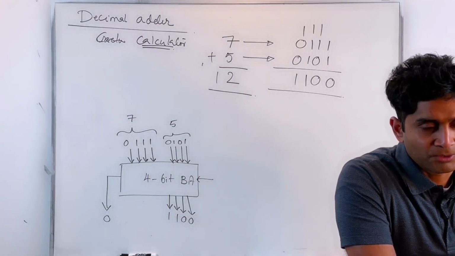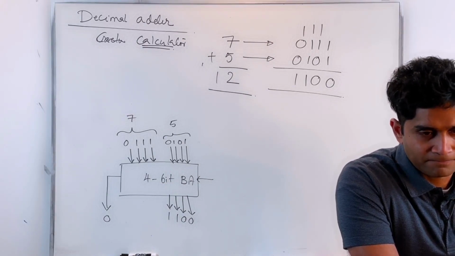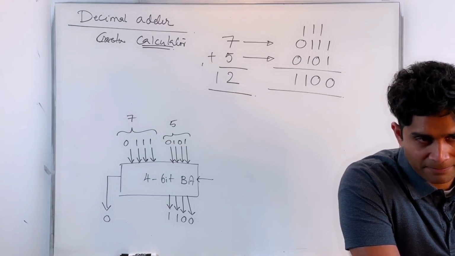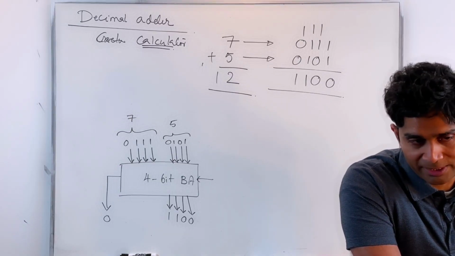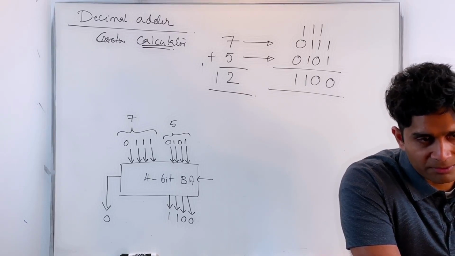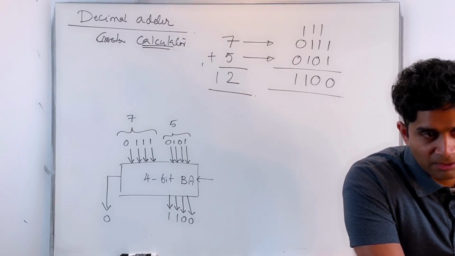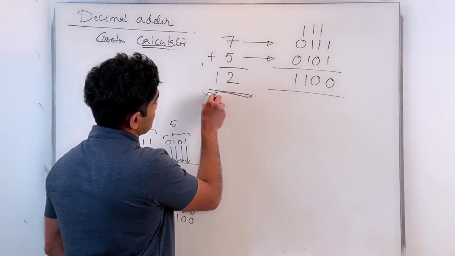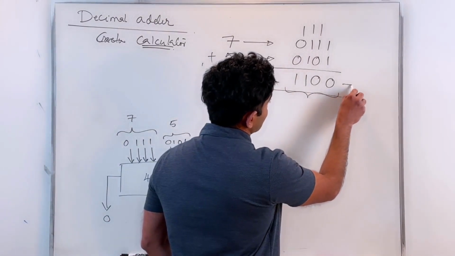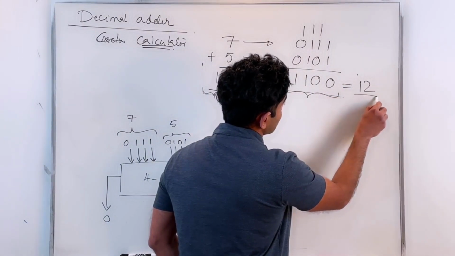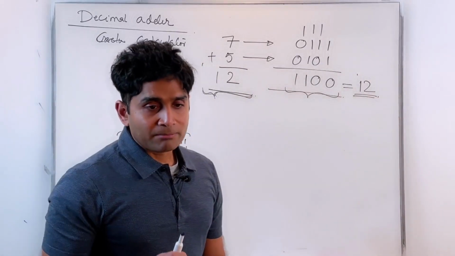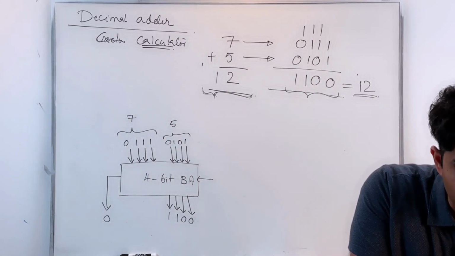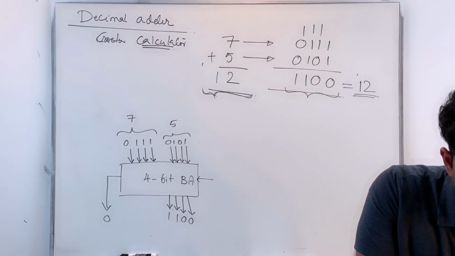All right. Do you see a problem here? Am I getting the right sum by using this 4-bit binary adder directly? The sum I'm supposed to get is 12. What is this? This is 12, no doubt. This is binary. The value of this is 12, but is it in the right binary coded decimal format? What should be the right binary coded decimal format for that particular sum?